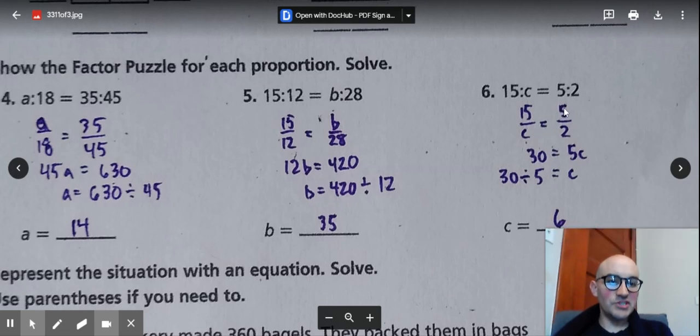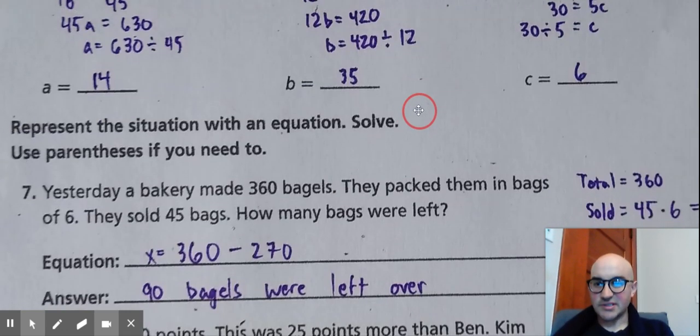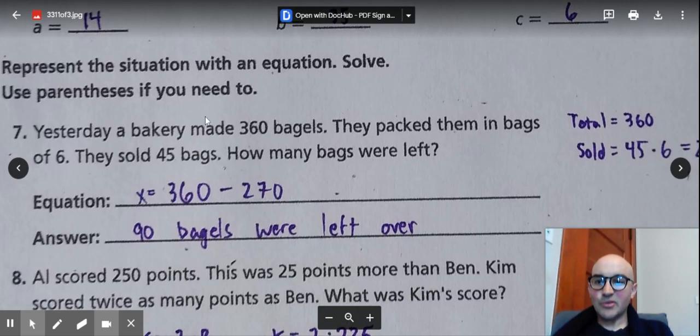Okay, 15 over c equals 5 over 2. So cross multiplying, 15 times 2 is 30. C times 5 is 5c. 30 divided by 5 equals c, or c equals 6. Number 7.